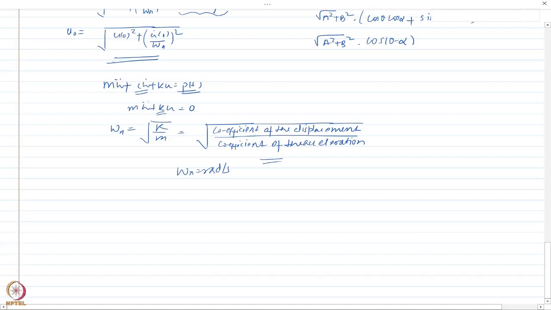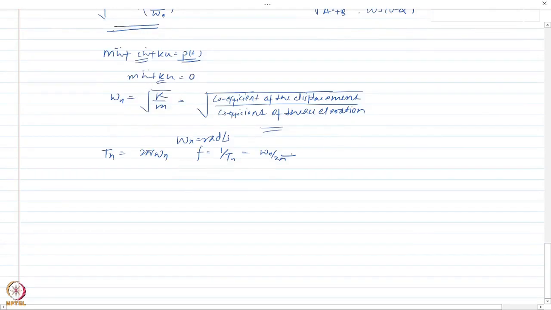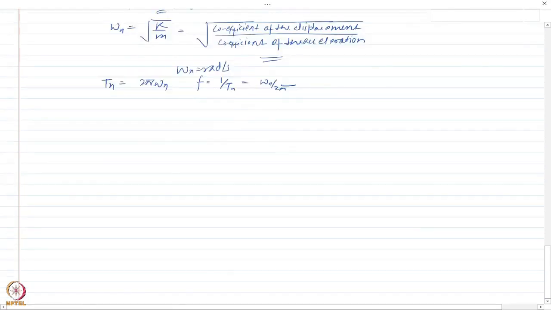I hope up to this point it is clear to you. Now we are going to do an example, and this is not a problem from a book. We are going to take typical properties or values of a building, let us say, with columns and beams, and then see what value of the time period we get.